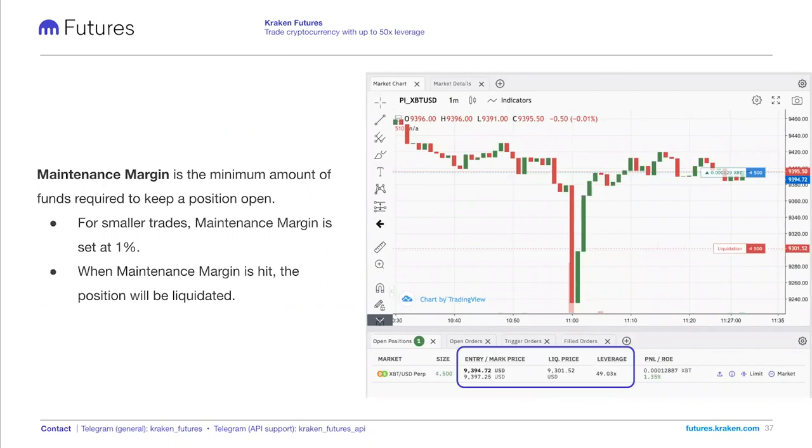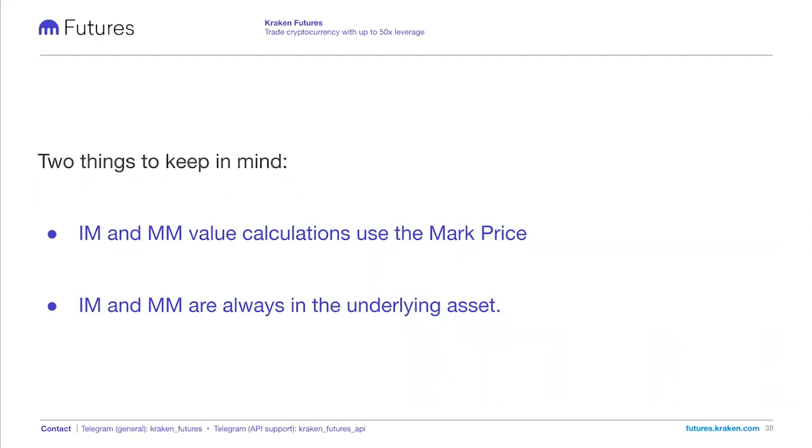So when the maintenance margin is hit, your position will be liquidated. So when you've got 1% margin left in your trade, your position will be liquidated. There are two things to keep in mind with these. Initial margin and maintenance margin use the mark price. And initial margin and maintenance margin are always in the underlying asset. So if you are trading Bitcoin, all that matters is the amount that's in your Bitcoin futures wallet. If you're trading Ethereum, the only balance that matters is the Ethereum futures wallet. It doesn't matter if you have more Bitcoin, you can still get liquidated in Ethereum.